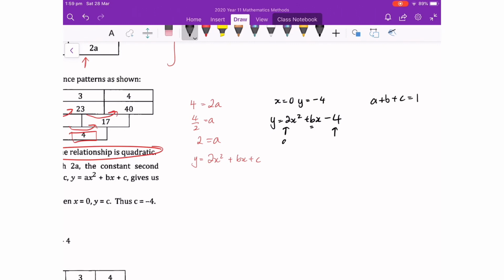Now I just worked out what a is, and I worked out what c is. So I'm going to use those two values and put them into here and rearrange for b. So I'm going to put in 2 plus b take 4 is equal to 1. Then 2 take 4 is going to be -2, so I'm going to have b take 2 equals 1. Put this on the other side by adding 2. So b is equal to 3. Therefore my final rule is y equals 2x squared plus 3x take 4.